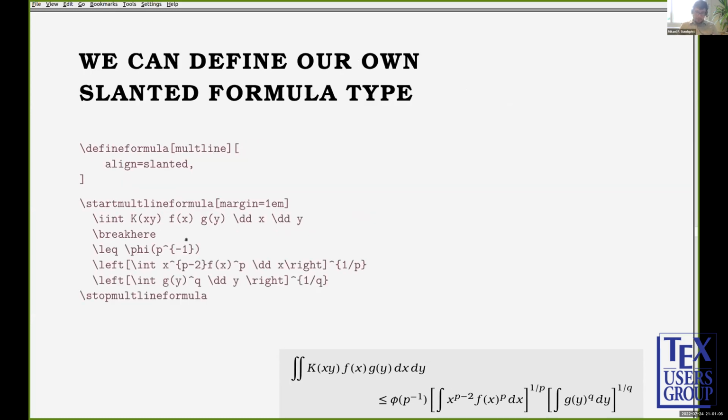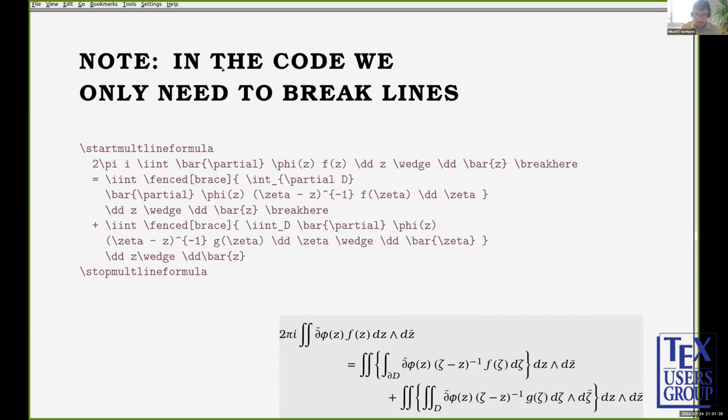If we want to use this kind of formulas more than once or several times, or have the same setup, we can define our own type of formulas. So we define the multiline formula, which is slanted, and then we can start multiline formula instead, stop multiline formula. And here I added margin equal to 1 EM. I could have added that in the definition as well, but still set it to something else, of course. So this is just another example of how start multiline formula, stop multiline formula can look.